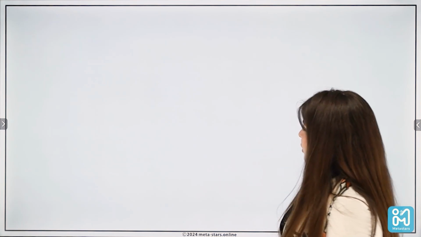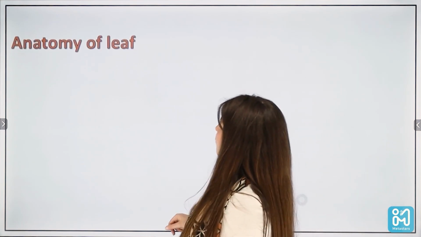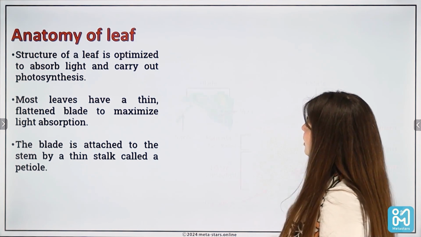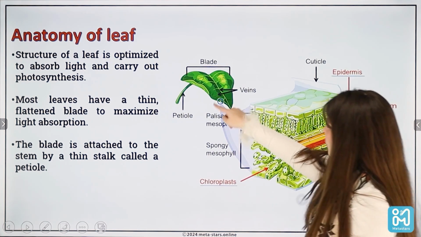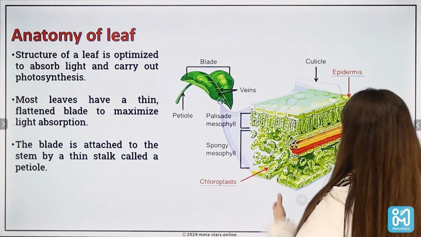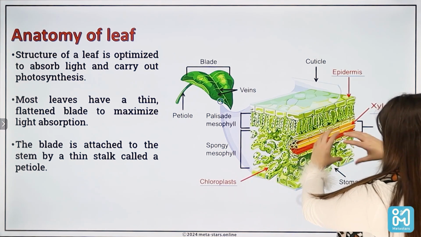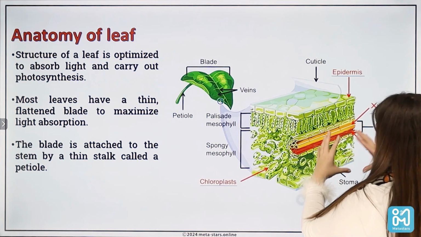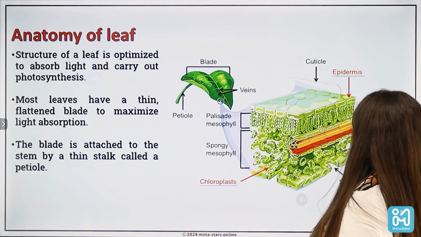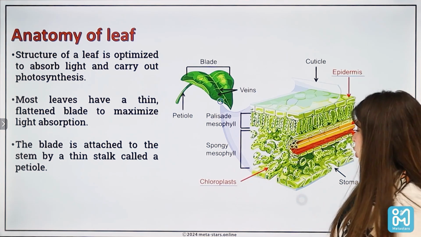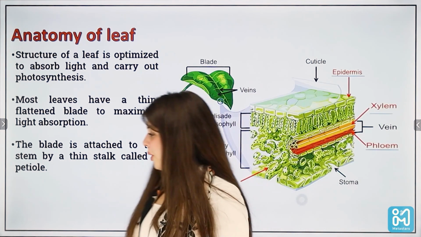Thank you. Let's continue. So let's see what is the anatomy of the leaves. This is a cross-section of the leaves. We took a cross-section of the leaf, magnified it under the microscope, and this is what we can see. For sure it's green because it contains the chloroplast where photosynthesis happens.